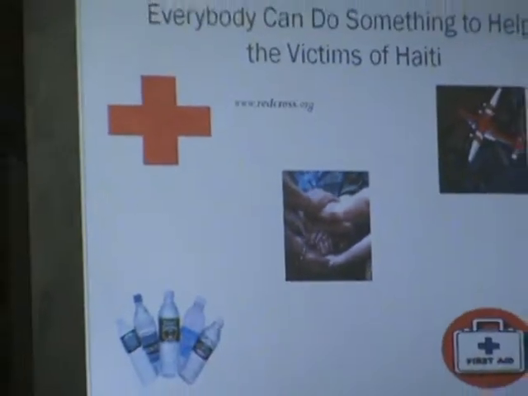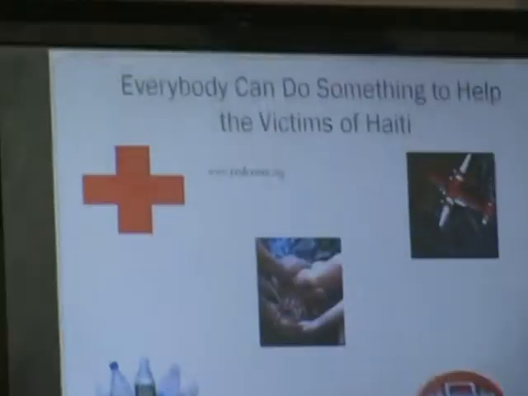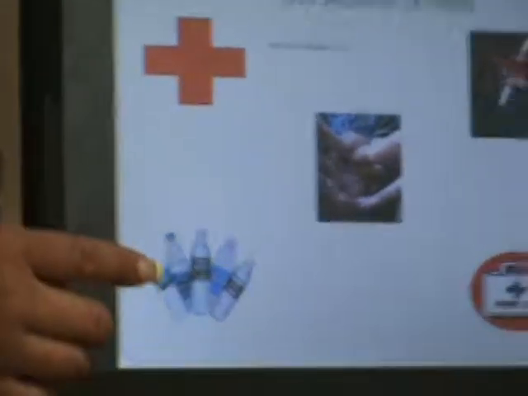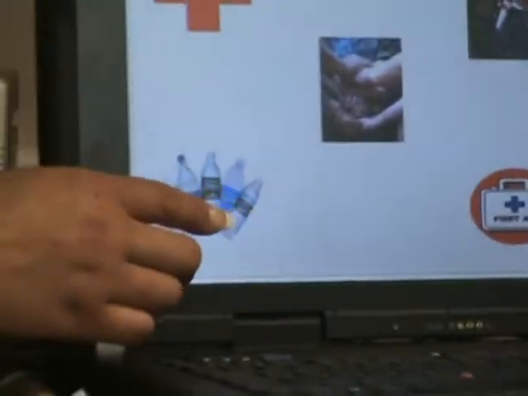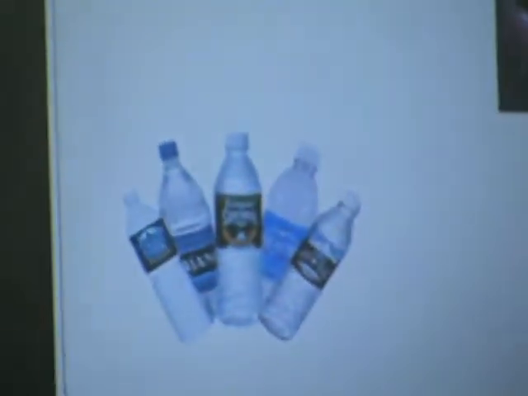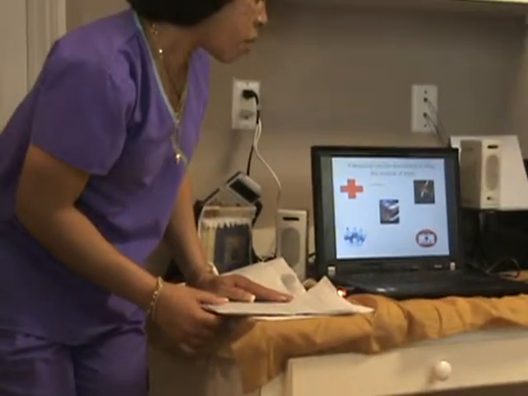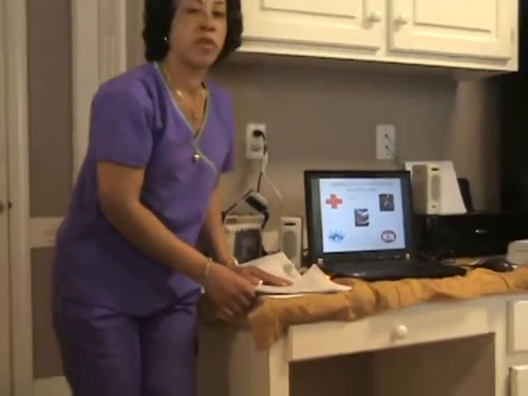Everybody can do something to help the victims of Haiti. You can talk to your parents about donating water to the Red Cross, the Salvation Army. You can send first aid kits to help them prevent the spread of diseases and bacteria. And lastly, these are praying hands. We can all pray. Prayer works. We can all say a prayer. If you don't have the money, before you go to bed every night, you can pray for the victims of Haiti and their families.